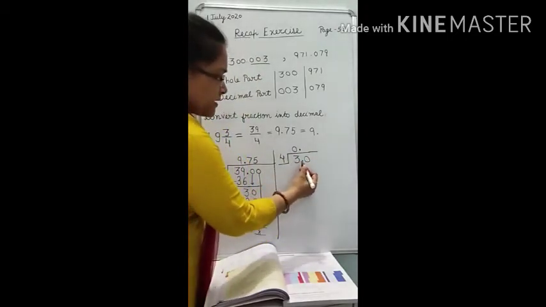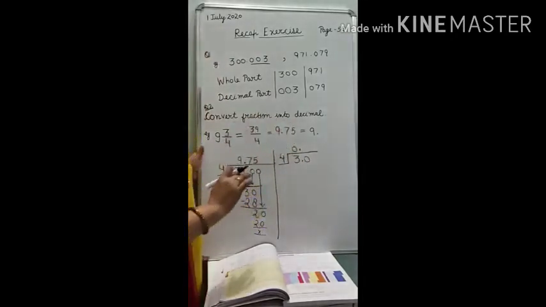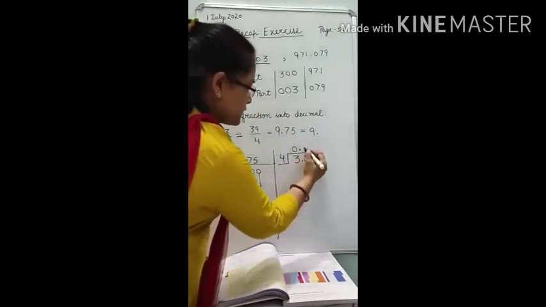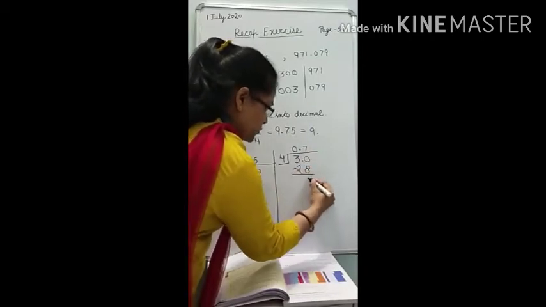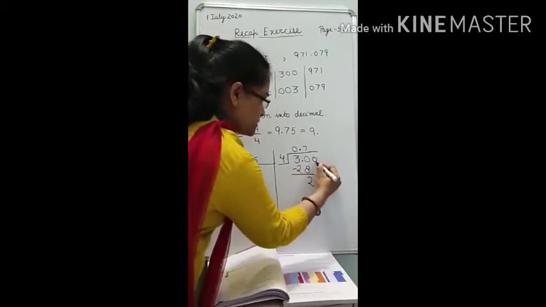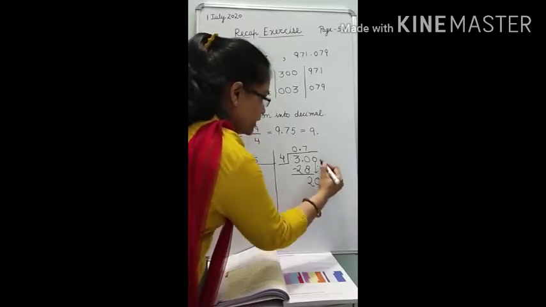Now you will read it as only 30, decimal point is shifted upward. Now 4 7s is 28. When you subtract, you get 2. One more 0 is required. So you will note it down.